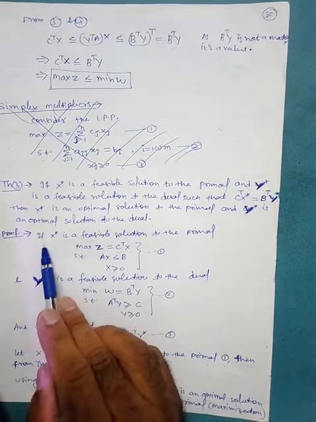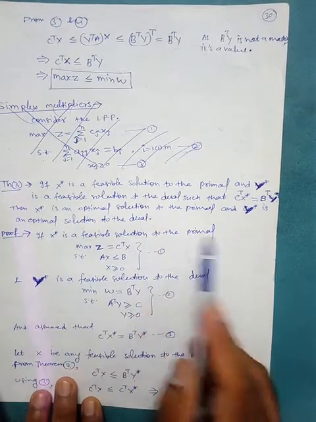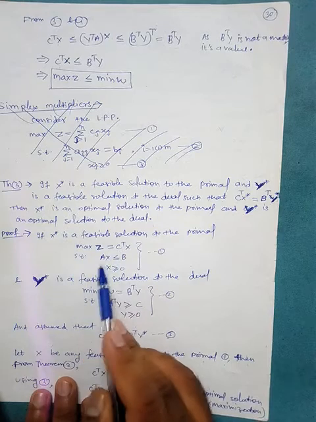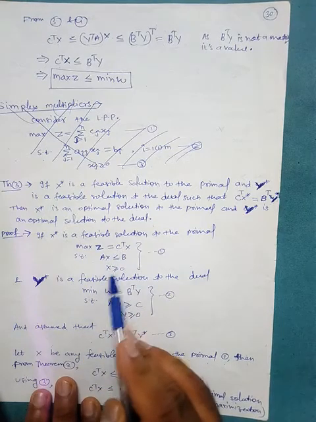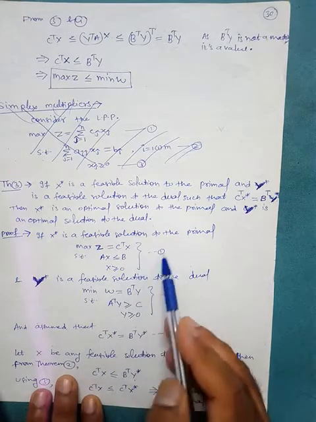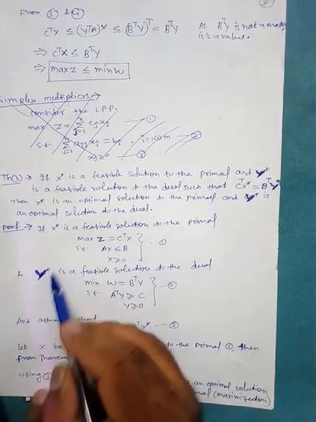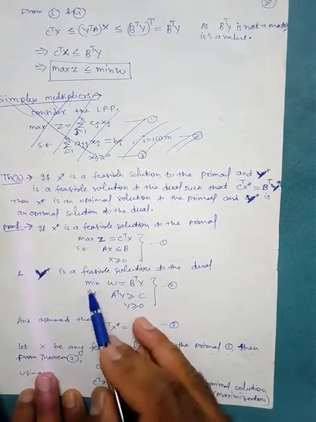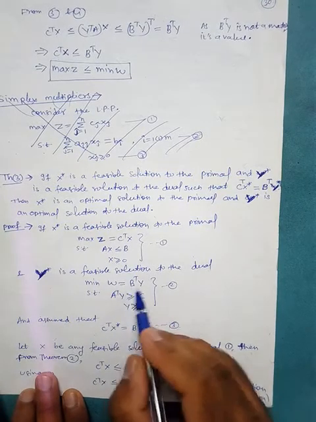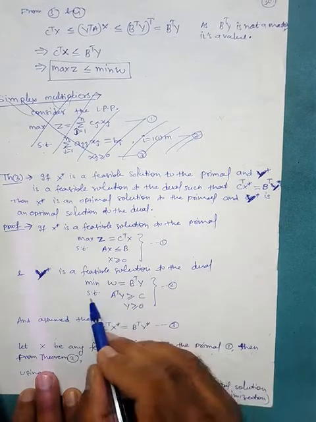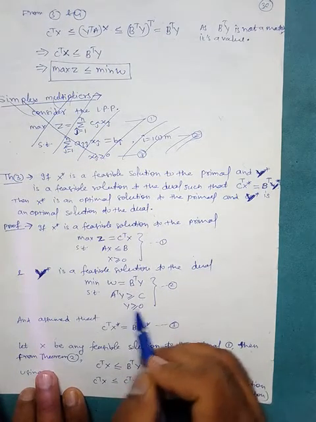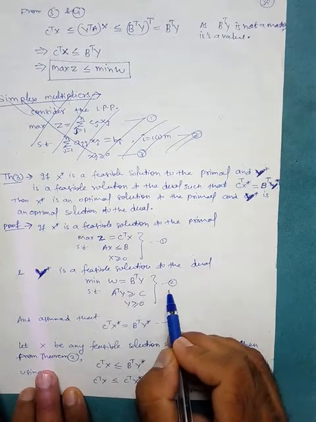So let's see. If x star is a feasible solution to the primal, then maximum z is equal to C transpose of x subject to Ax is less than or equal to b and x is greater than or equal to 0. This is the primal. Similarly, if y star is a feasible solution to the dual, then this is the dual problem. Minimum of w is equal to B transpose of y subject to A transpose of y is greater than or equal to C, y is greater than or equal to 0. This is equation number 2.